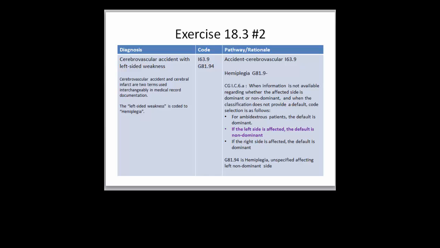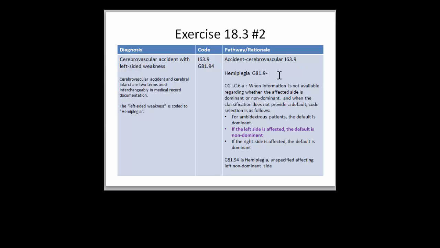Okay, let's look at exercise 18.3, number 2. A couple of things I want you to notice in this exercise. A cerebrovascular accident, a cerebral infarct and a stroke are terms that are used interchangeably in documentation, and left-sided weakness is referring to hemiplegia. You would code the stroke as an accident, cerebrovascular, I63.9, and then your hemiplegia, G81.9 dash, that dash meaning we need additional characters.